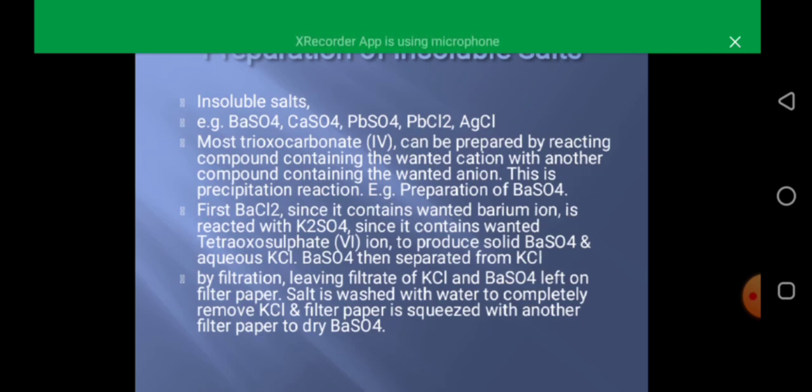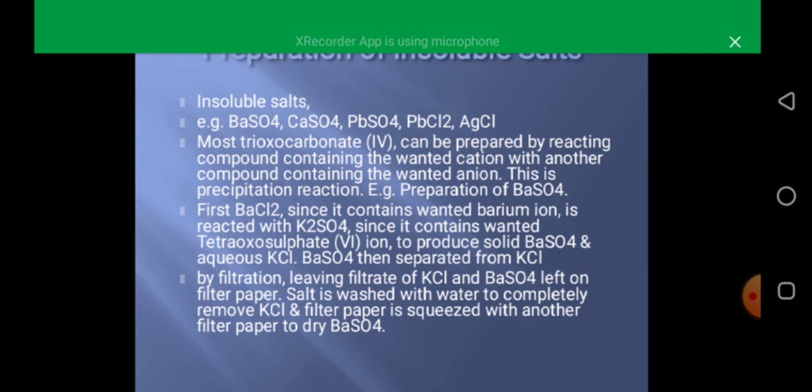We are going to see how to prepare insoluble salt. Insoluble salt examples: barium sulfate, calcium sulfate, lead chloride, and silver chloride. Most insoluble salts can be prepared by reacting a compound containing the wanted cation, that means the metal, with another compound containing the wanted anion, that is the non-metal. So this is a precipitation reaction.